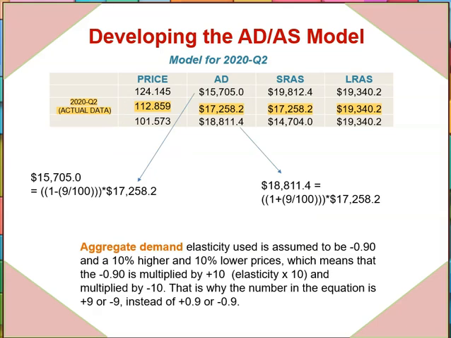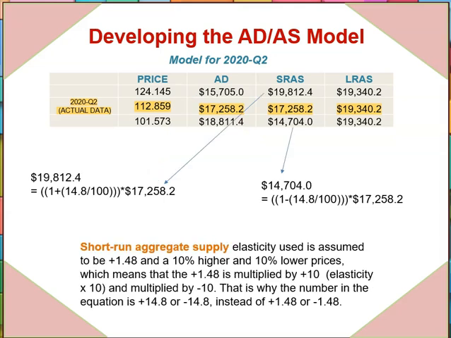Next, we will use our price elasticity of demand estimate of -0.90 to calculate the planned output level, consistent with those ex ante price levels. This calculation is shown on the slide, along with the resulting data for ex ante aggregate demand. Now, we will do the same type of calculation for short-run aggregate supply, using our estimate of the price elasticity of short-run aggregate supply, which is 1.48. Those calculations are shown on this slide.